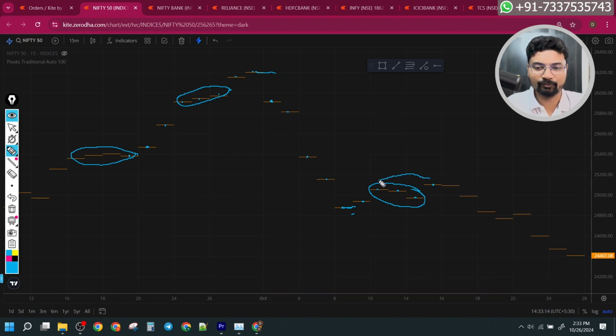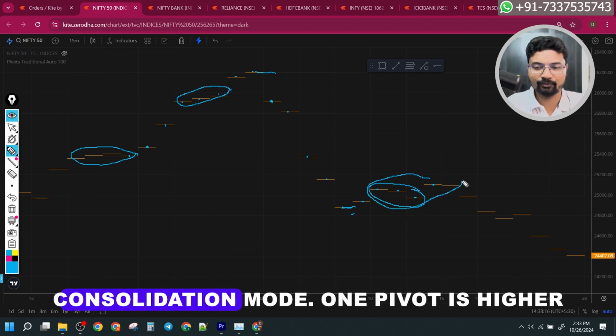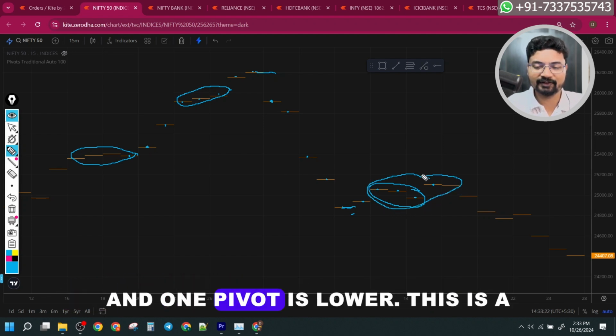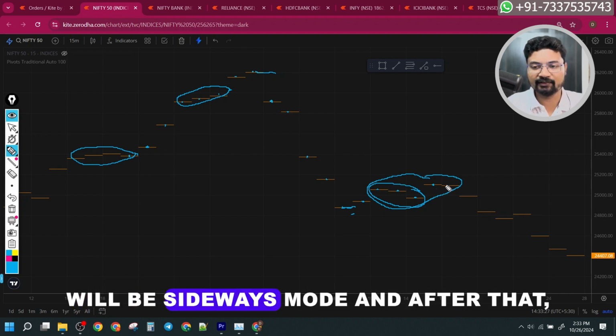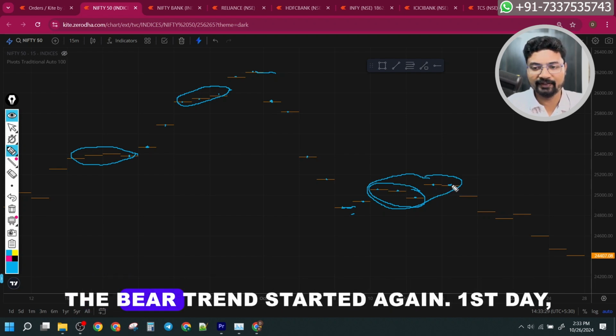This is a consolidation mode. This kind of mode is a consolidation mode. One pivot is higher and one pivot is lower. This is a sideways mode. Here these 5 days it will be sideways mode, and after that the bear trend started again.